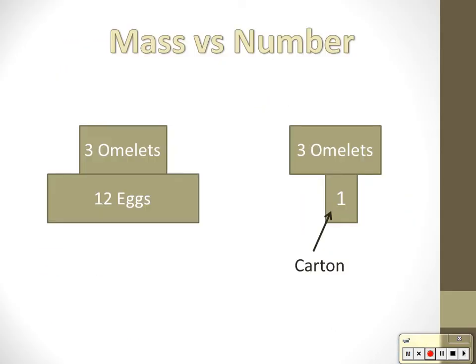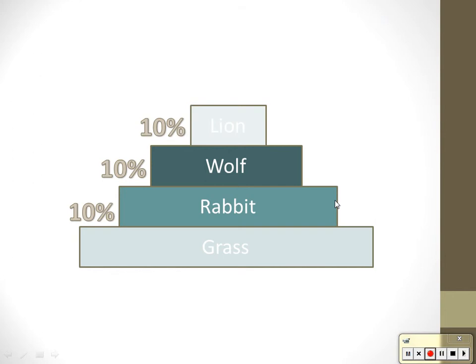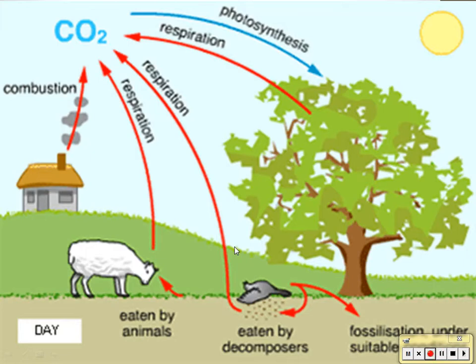So again, mass versus number. I used omelets and eggs. 3 omelets is made by 12 eggs, but if you look at it based on cartons, 3 omelets are based on 1 carton. Same idea. All right.